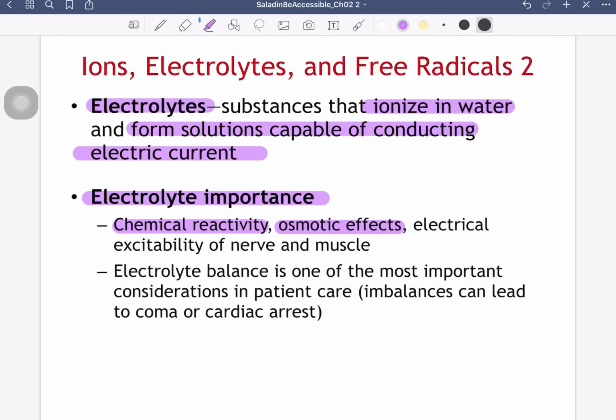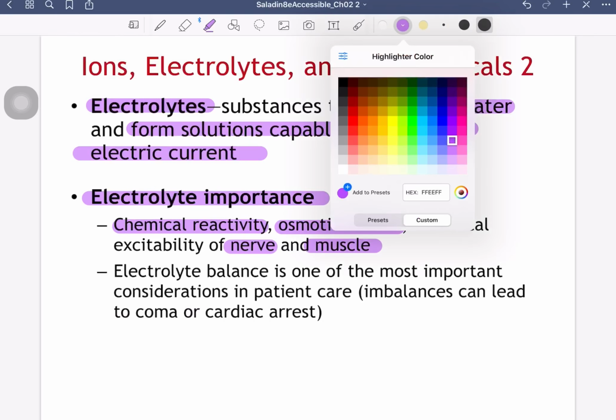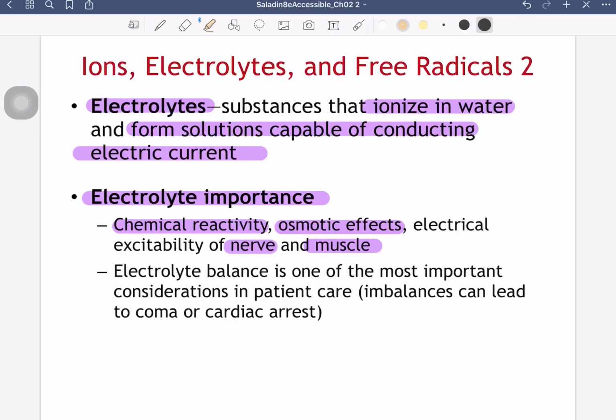They also have a big role in the functioning of nerves and muscles, and we'll go into that in a lot of detail. And how important are they? They're so important that you have to get your electrolyte balance correct. If not, you can end up with some pretty severe consequences. Electrolyte balance is one of the most important considerations in patient care, so much so that imbalances can lead to things like coma, cardiac arrest, and respiratory arrest.